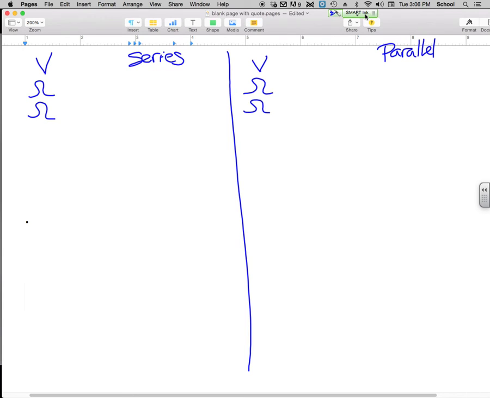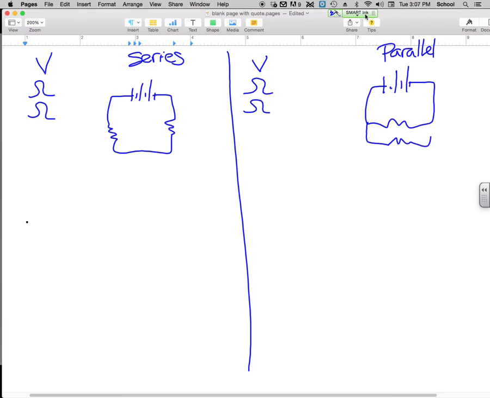And so if you did that worksheet rather than just copy those answers down, then you actually know how to do these parts. I'm also going to ask you to draw them. So in the series one, you'll draw your little battery, and you'll have a resistor, and you'll have another resistor. And in the parallel, you'll have your little battery, and you'll have a resistor in parallel with another. So you draw them like that. Pretty, pretty.